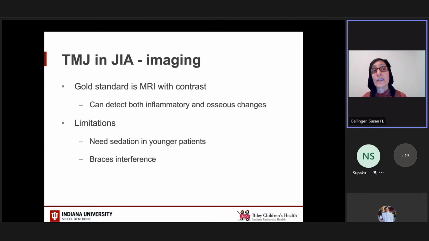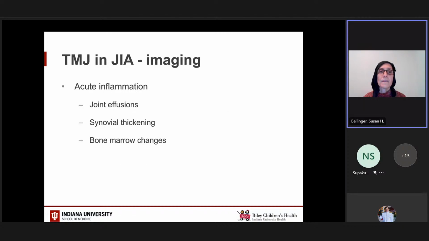The gold standard of imaging in TMJ in JIA is MRI with contrast because it can detect both inflammatory and osseous changes. But there are limitations, and you need sedation in younger patients. And if the child already has braces, metallic braces in particular, that is really going to interfere with the imaging. And as Dr. Matthews pointed out, many orthodontists now have cone beam CTs in their office, and so often these kids start with a cone beam CT. And then if there are abnormalities there, they move on to other imaging.